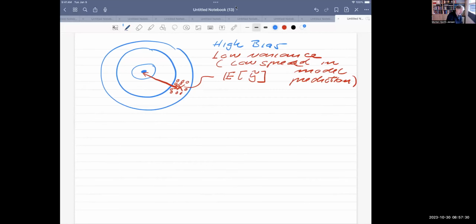Another case which we can have is a case of high bias and high variance. And both of these are unwanted, obviously. What we want is both a low bias and a low variance. So we can have a high bias and a high variance.